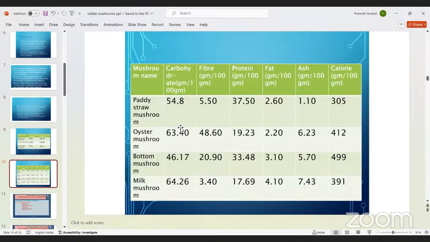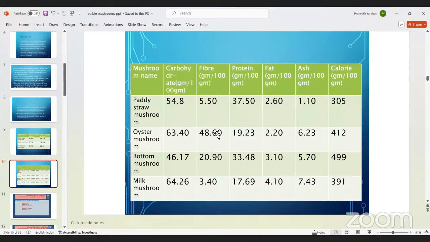The nutritive value of the paddy straw mushroom: it contains 54 grams of carbohydrates, fiber 5.5 grams, and protein 37.5 per 100 grams. Fat is a lesser amount, 2.6, ash 1.10, and 305 calories. Oyster mushroom: carbohydrate is 63.40, fiber content 48.60, protein content 19.23, fat 2.20, ash 6.23, and calories 412.